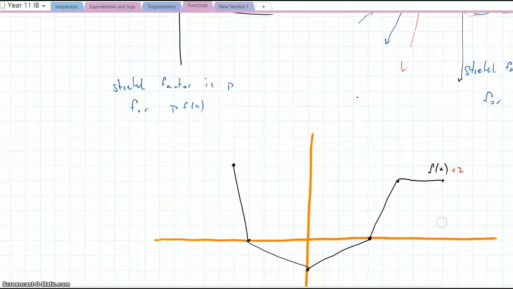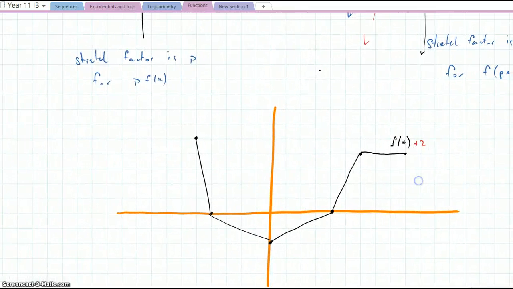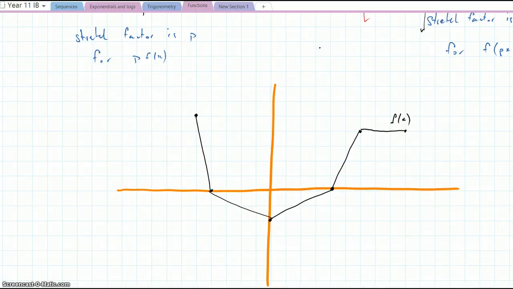Has that completely disappeared? Sort of. Okay. Just get rid of that. Now, with our function, let's have a look at some stretches and what happens there.